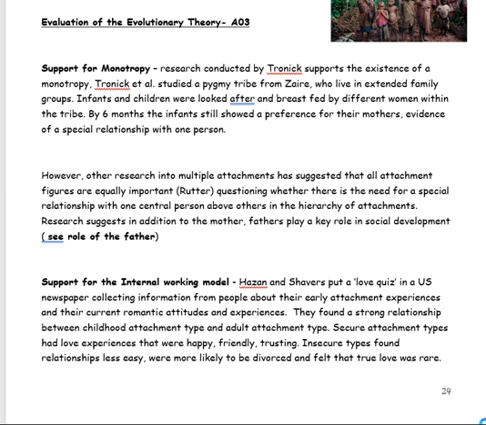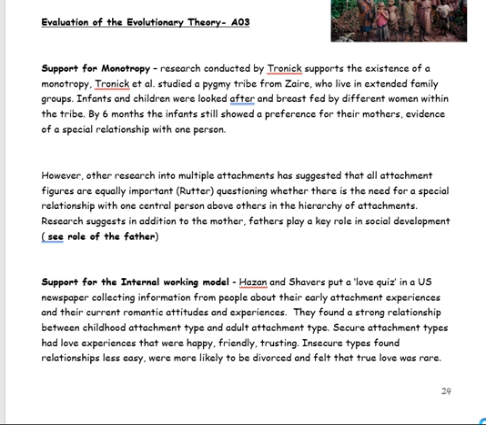So if we just have a quick look at the research by Tronick, he studied a pygmy tribe from Zaire who lived in extended family groups. The infants and children were looked after and breastfed by different women within the tribe. By 6 months, the infants still showed a preference for their mothers. This clearly suggests evidence of one special relationship, and therefore shows evidence of monotropy, and therefore supports Bowlby's theory. And that's what you need to do with this, so keep linking it back. So we've got some evidence there for monotropy.